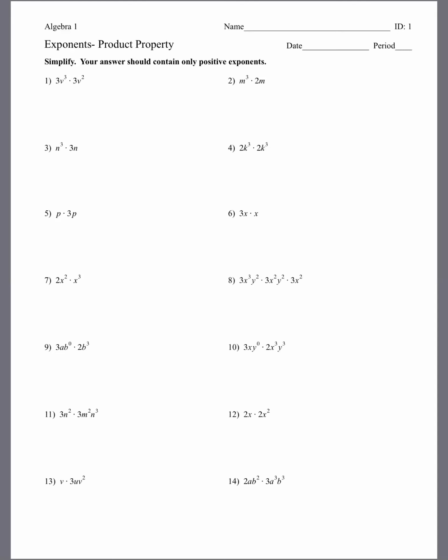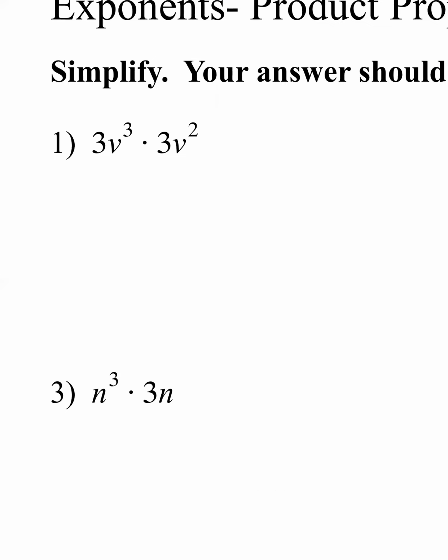Let's try some of these together. See what is going on here. All right, so if I look at number 1, now notice I have multiple things going on. I have 3's and I have V's. One thing that I want to point out to you is that you can rewrite this as 3 times V to the third times 3 times V squared. Sometimes writing it like that makes it a little bit easier to see.